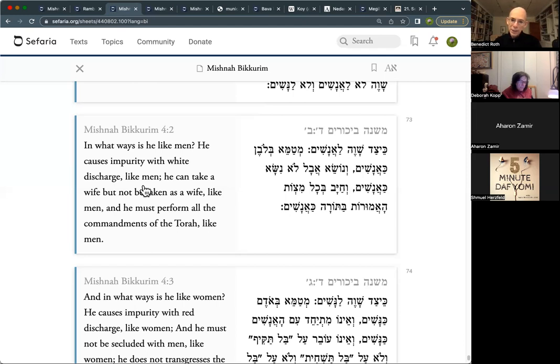And he's obligated in all the mitzvot of the Torah like men. And that's very interesting as a statement of principle. I mean, some people are surprised that the Mishnah and the Talmud knows about gender fluidity at all.